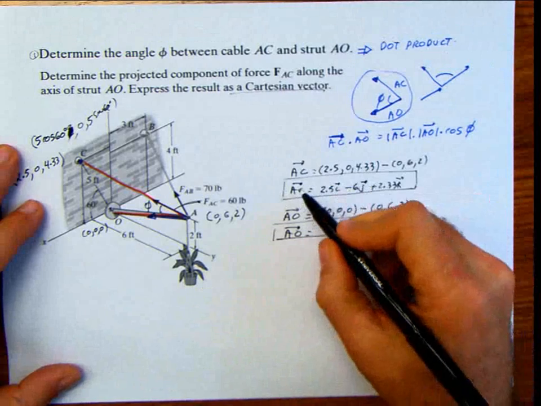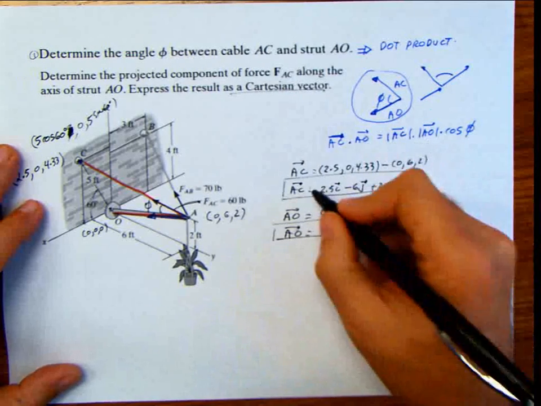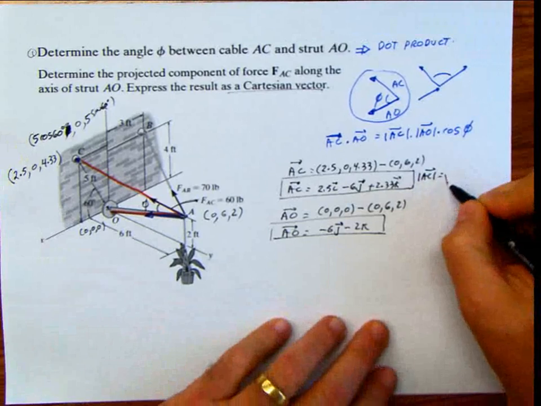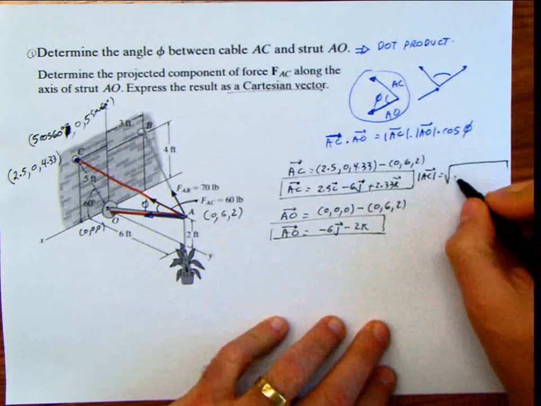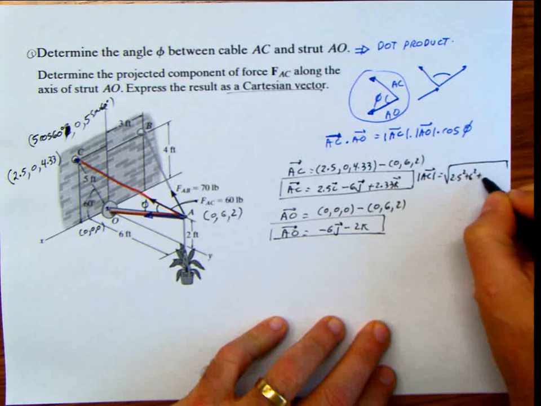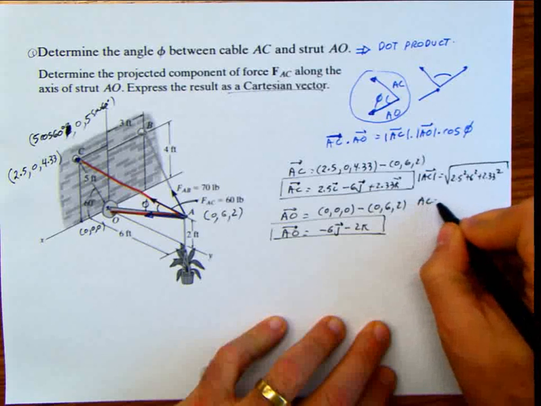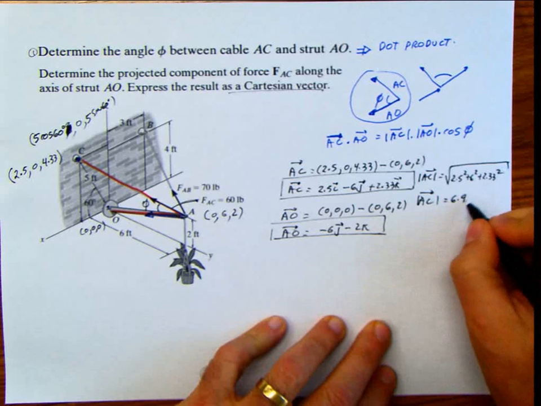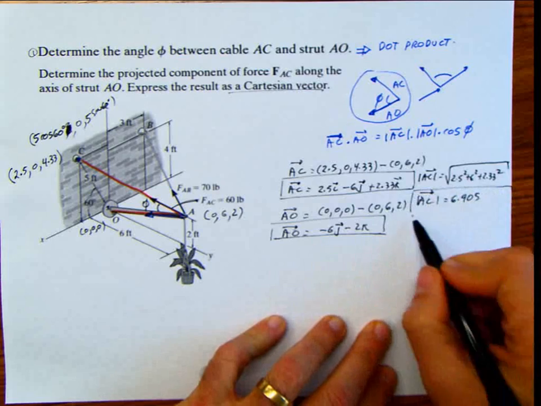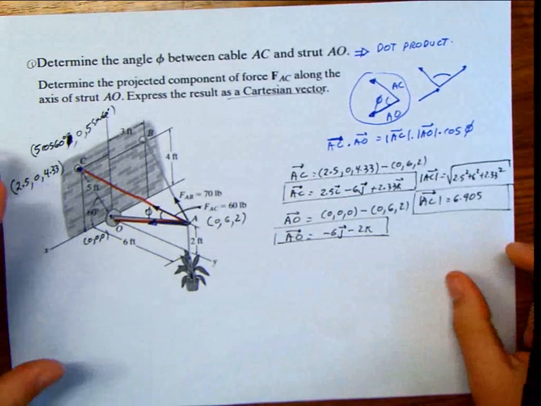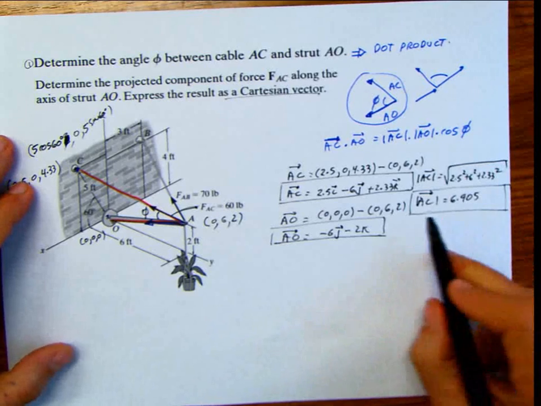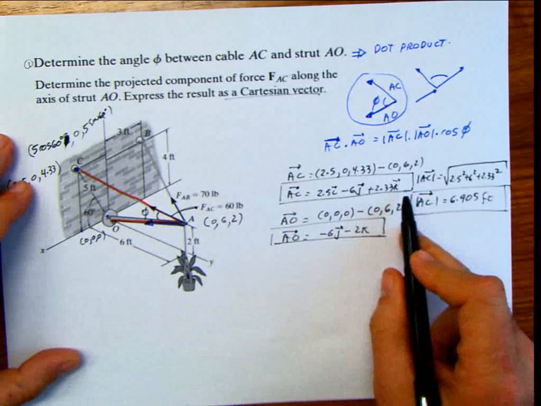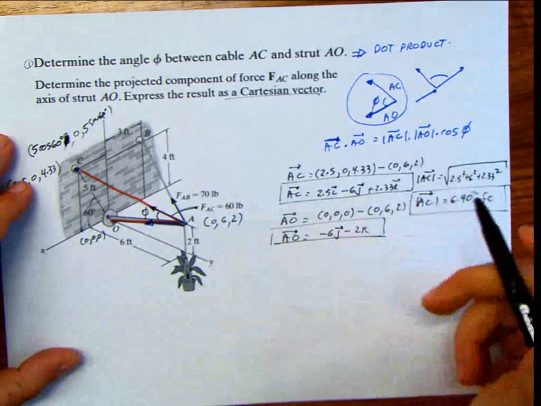I know that I'm going to need the magnitude of AC and the magnitude of AO because they are here. So if I want the magnitude of AC, it is going to be the square root of the summation of the elements squared, 2.5 squared plus 6 squared plus 2.33 squared, which give us a magnitude for AC equal to 6.905. Even though these are just partial results, don't lose perspective of what we are dealing with. This is a distance, so my distances are in feet. This is going to be feet.